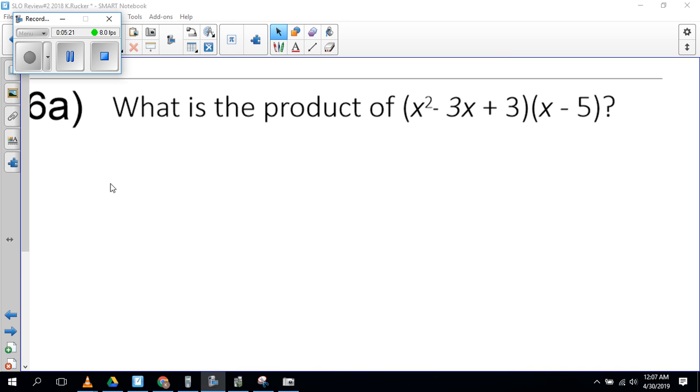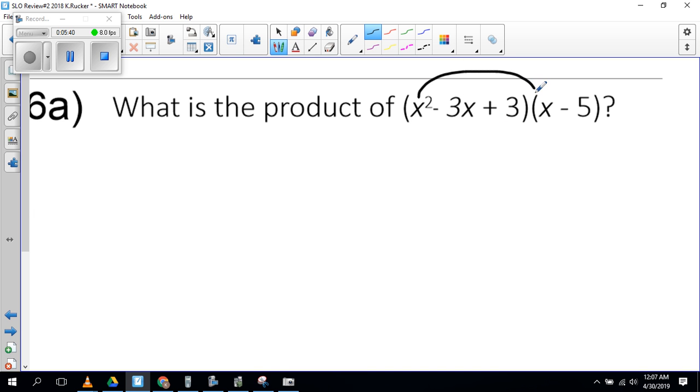Okay, so the next problem we're going to do is, what is the product of x squared minus 3x plus 3 times x minus 5? And so basically what you're going to do, you're going to take everything in this long parentheses and multiply it by everything in the small one. So we're going to first start with x squared. He's going to go to x. And I kind of showed some of y'all to put this here.